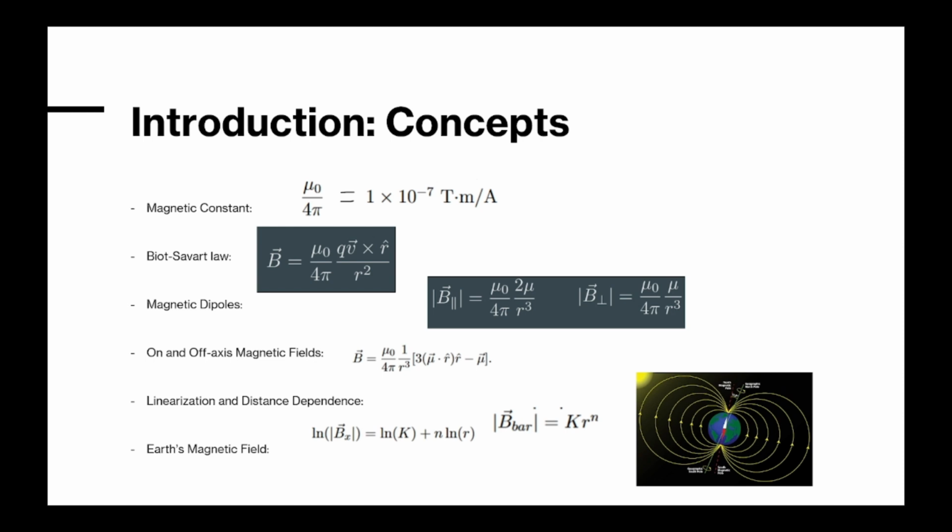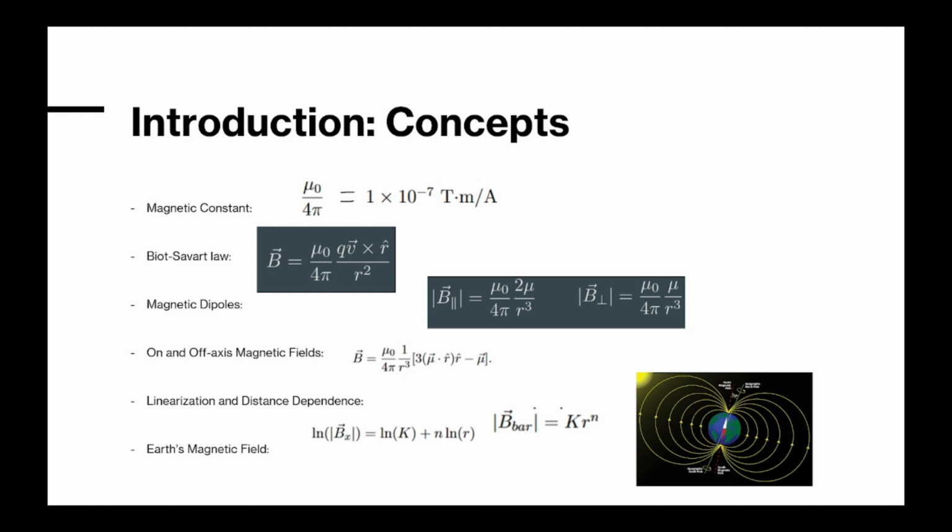And then if it's perpendicular to the dipole, on a perpendicular axis, we have B perp equals magnetic constant times mu over r cubed. Again, mu is the magnetic dipole moment. And then we also have off-axis magnetic field calculations, which is the magnetic constant times 1 over r cubed times 3 times mu dot r hat times r hat minus mu. And again, that mu is the magnetic dipole moment.